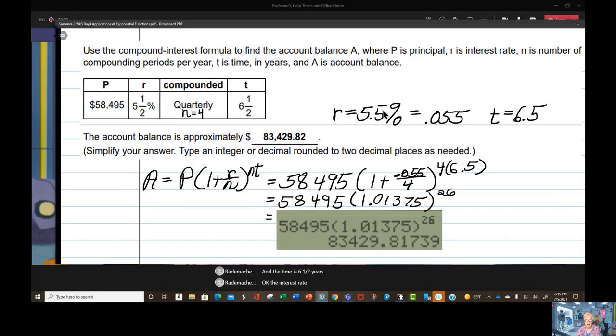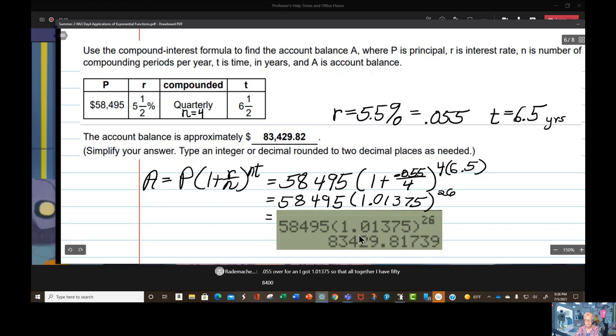Okay, the interest rate is 5.5. 1/2 is 0.5. So 5.5 is 5.5%. I divide 5.5 by 100, I get 0.055. The time is 6.5 years. I take all this knowledge and I put it into the formula. 58,495 parentheses 1 plus 0.055 over 4 parentheses closed raised to the 4 times 6.5 power in T. Well, I multiplied 4 times 6.5 and I got 26. And I calculated 1 plus 0.055 over 4, and I got 1.01375.